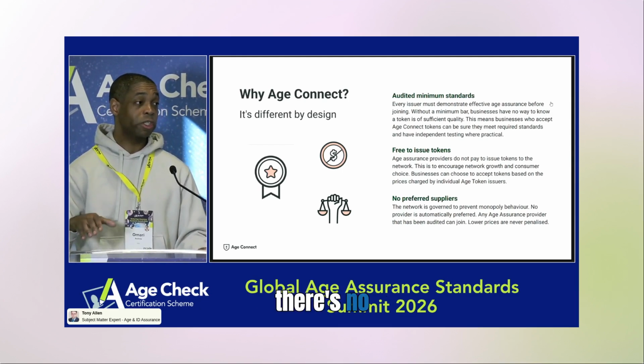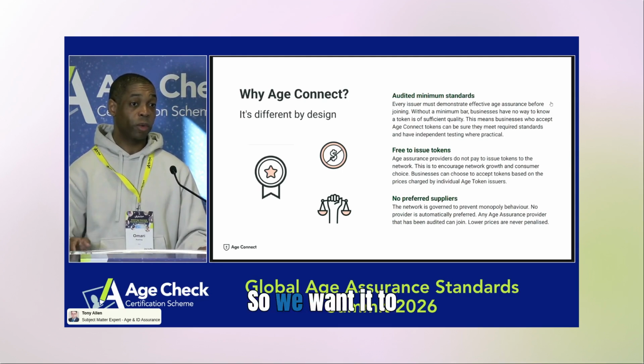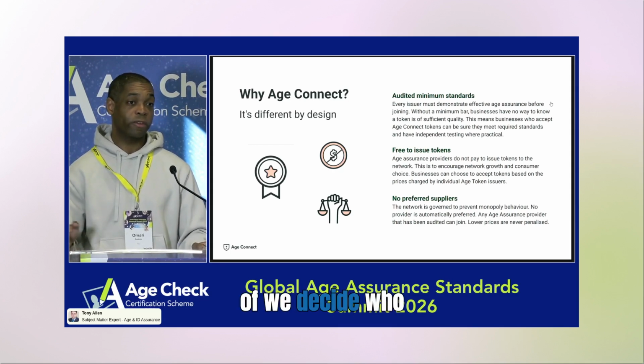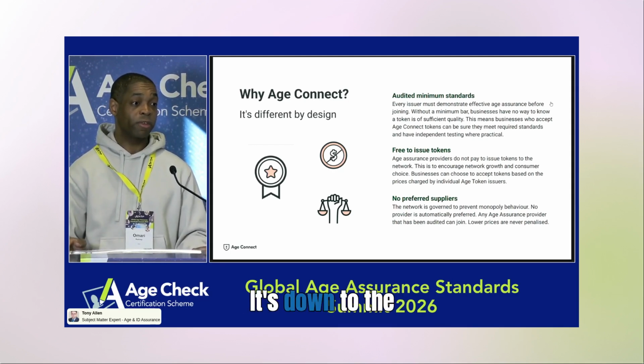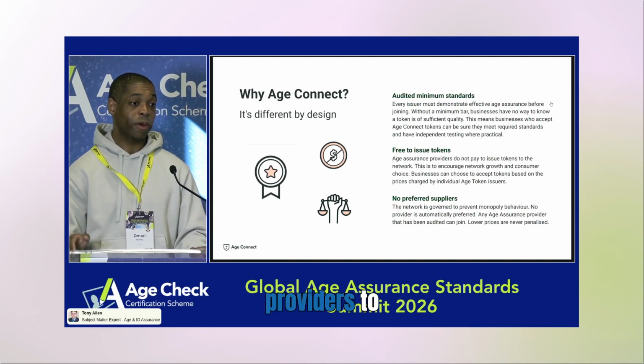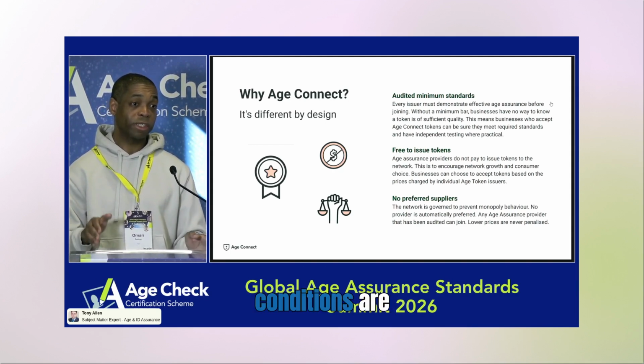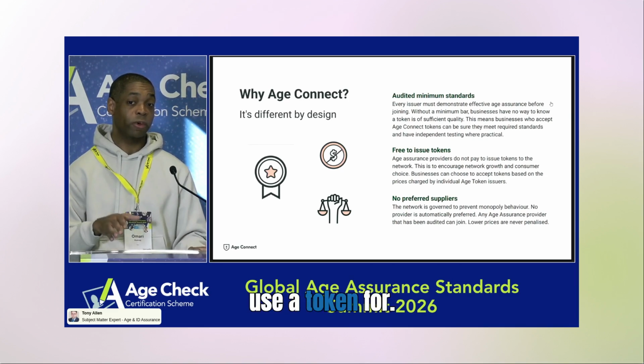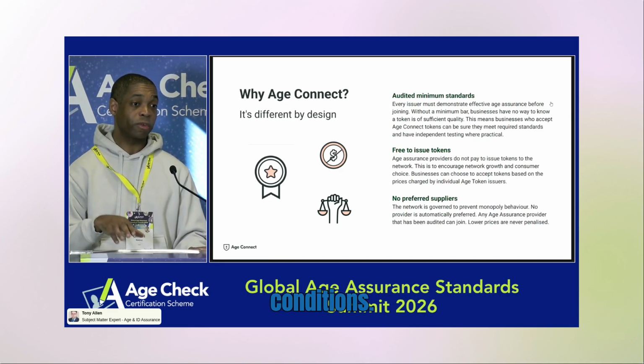And then crucially, there's no preferred suppliers. So we want it to be an open network. It's not a case of we decide who is the best supplier. It's down to the platforms and to the service providers to figure out what conditions they are willing to use the token for, and then a token is selected based on those conditions.